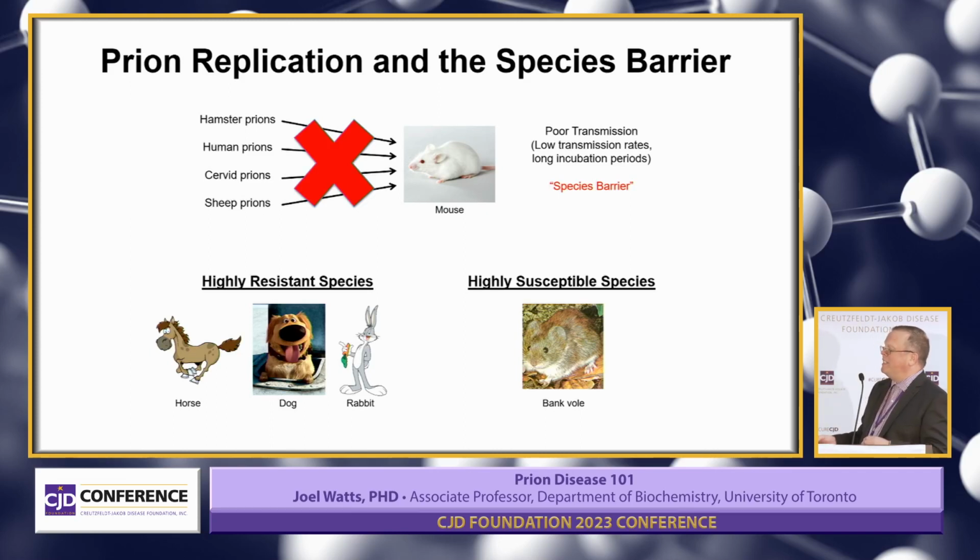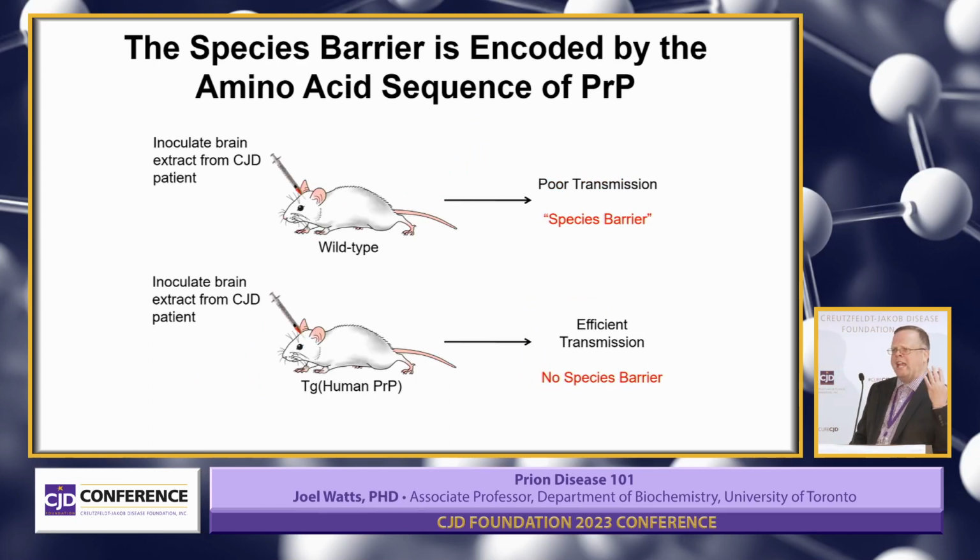And these are animals that seemingly don't have a species barrier. You can infect them with prions from anything. So they're a very useful tool for prion disease research. And why do we have a species barrier? Well, it's because of differences in the sequence of the prion protein gene and protein between different animals. So there are slight differences in the arrangement of amino acids between, say, the human prion protein and the mouse prion protein.